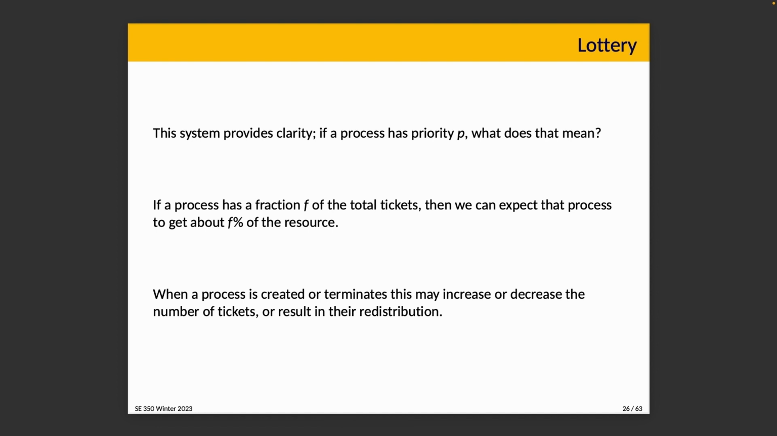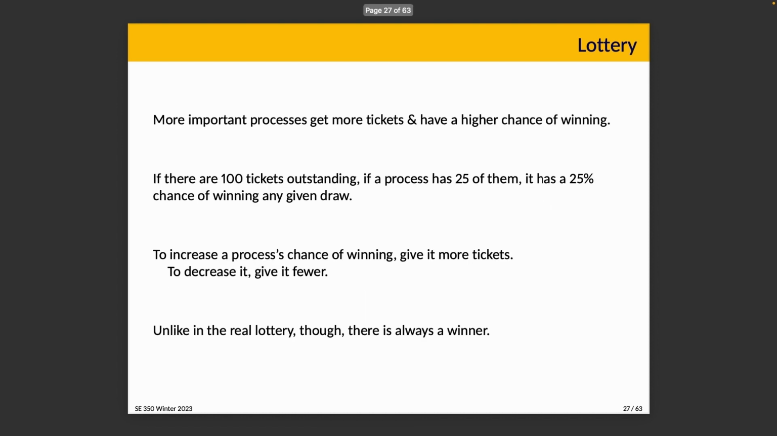Whereas if we say, okay, if a process has a fraction f of the total tickets, we can expect the process to get f% of that resource. And so if f represents 30% of the CPU time, then we expect that in the long run, given sufficiently random lottery draws, that process will use about 30% of CPU time. When a process is terminated or when a process is created, we can increase or decrease the number of tickets, or we can redistribute them, that sort of thing. And that's kind of the overall strategy.